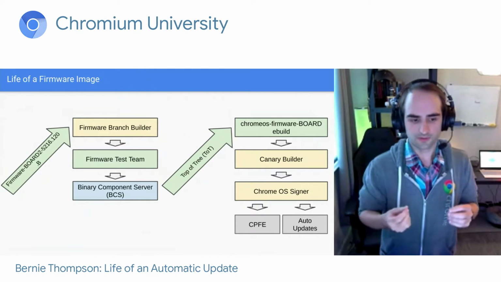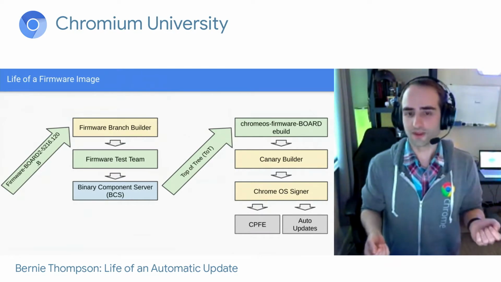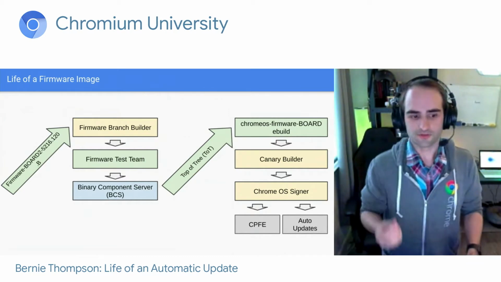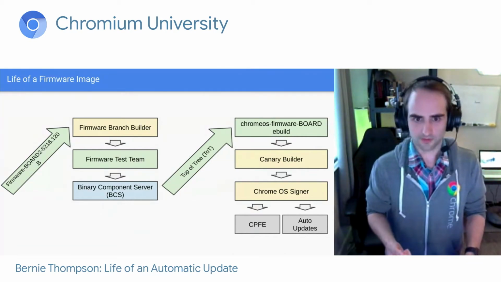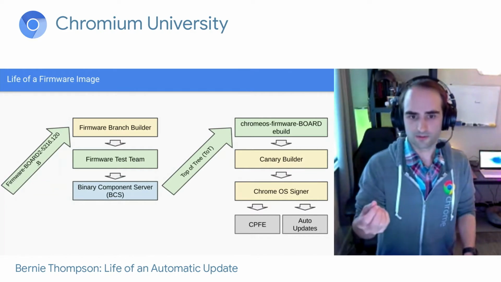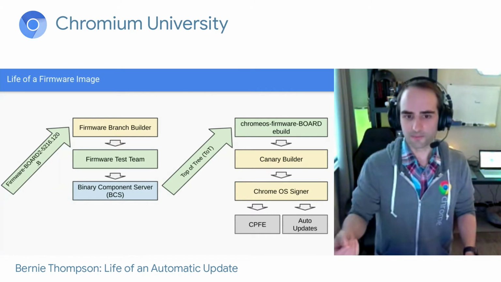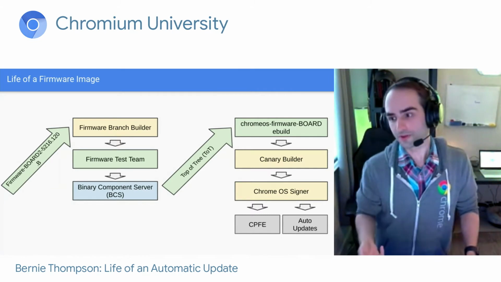Now, getting that firmware into Chrome OS involves having the firmware branch build that image of firmware, having that image tested by firmware testers, and then uploading that binary to a binary storage location. And from there, the CL is made into Chrome OS itself, which references that binary. And this allows it to be used in release builds at that point.